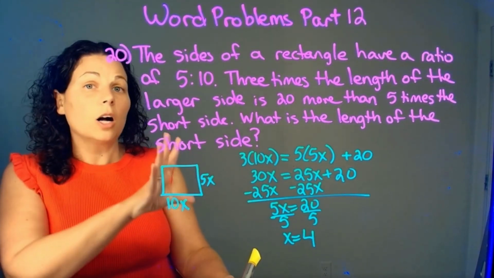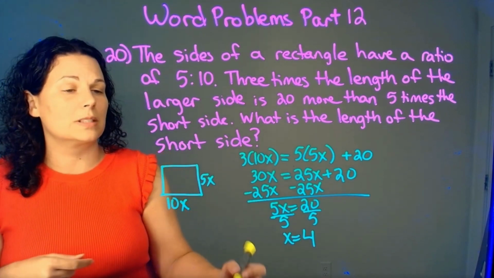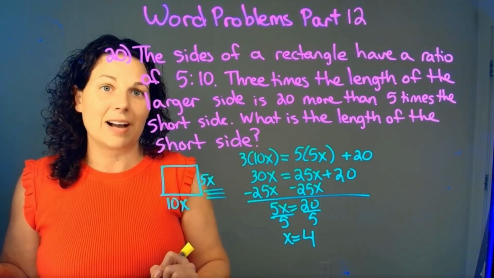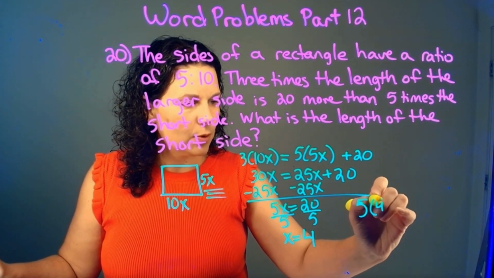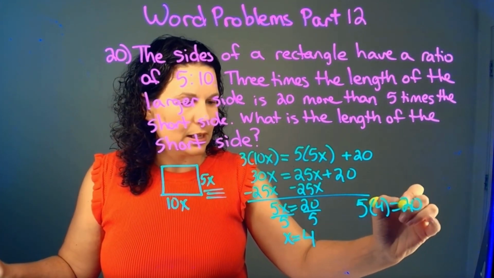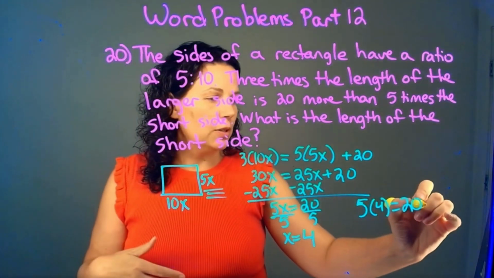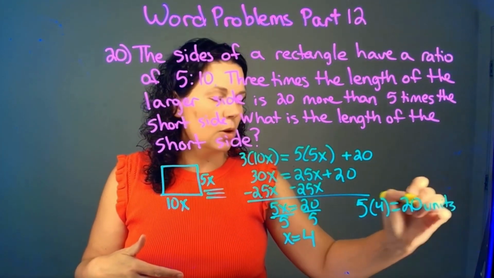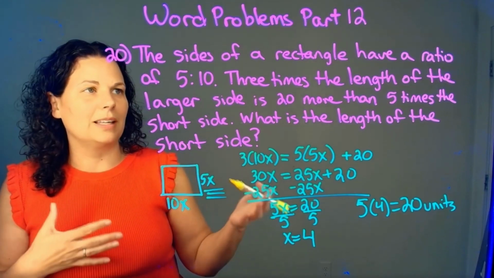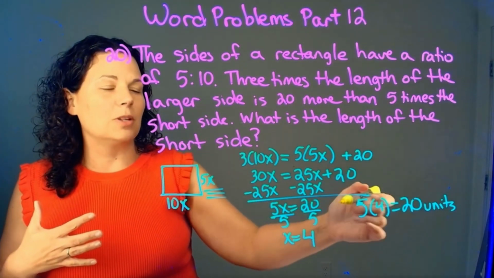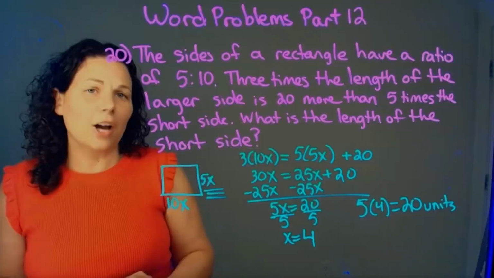Do not stop here. This is not wrong work, but we haven't answered the question asked. It says, what is the length of the short side? This is the short side. We've got to go plug it back in. So 5 times 4 gives me 20. That's the length of the short side. We don't have units, so let's just put like units at the end of it so that we remember to put them there. It would be centimeters or feet or something like that normally. If they don't put it, I always put units just so we know that we're thinking about a length, a measurement.